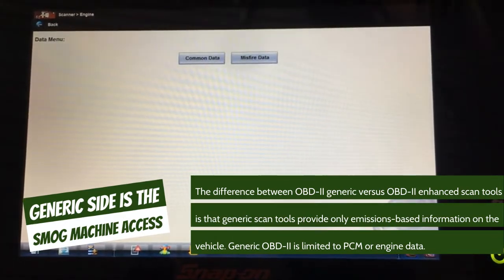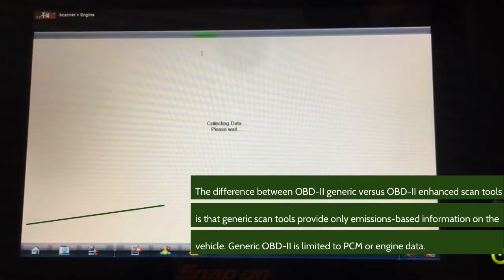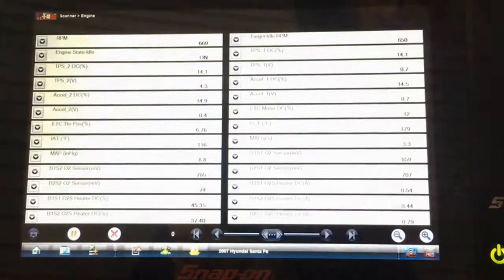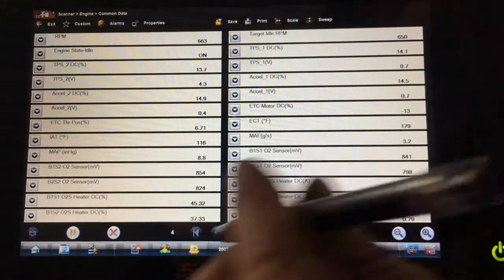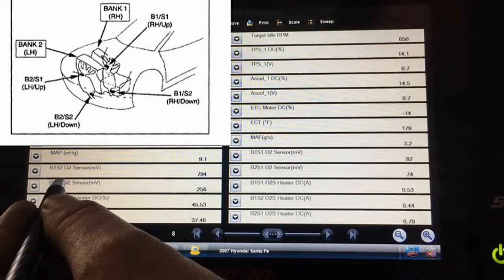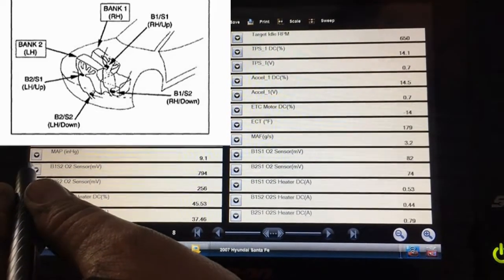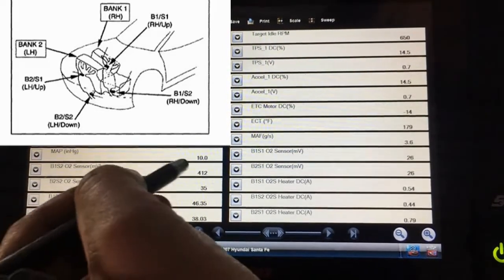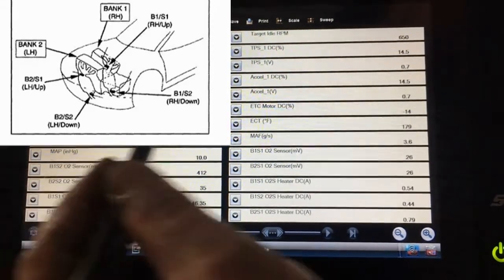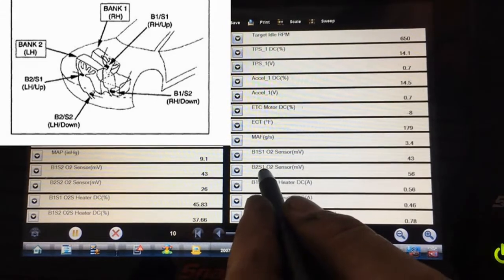All right, so I want to just do common data, and I want to focus on our 4 O2 sensors. All right, so I have a bank 1 sensor 2, bank 2 sensor 2. These are the downstream O2 sensors. So that's good. Those are the 2 that we want to look at after the cat. But we also want to look at the O2 sensor in front of the cat.